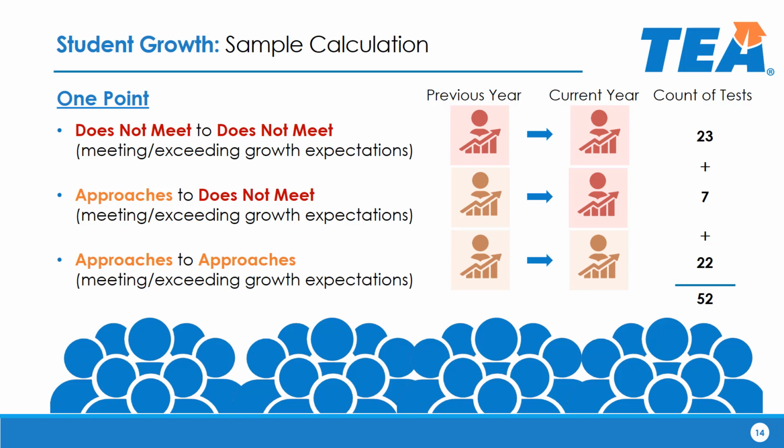23 tests stayed at the does not meet proficiency level but met the STAAR progress measure expectations. 7 tests fell from approaches grade level last year to does not meet this year, but met the STAAR progress measure expectations. This is actually quite rare, but it is possible, especially when a student skips a grade. 22 tests stayed at approaches grade level, but met the STAAR progress measure expectations.